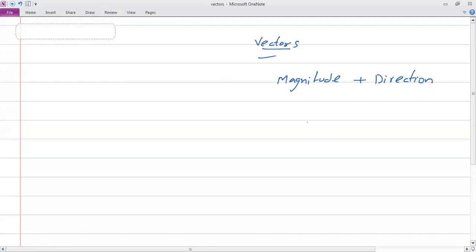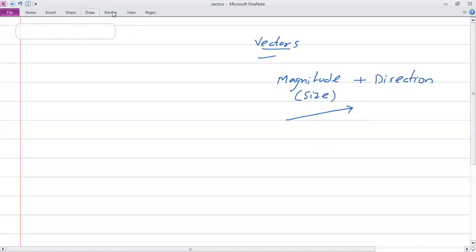Graphically, we represent the vector by an arrow. For example, if this is an arrow, the length of the arrow will tell us the magnitude. Magnitude means size. You can remember magnitude means size. And the direction of the arrow tells us the direction of the vector.